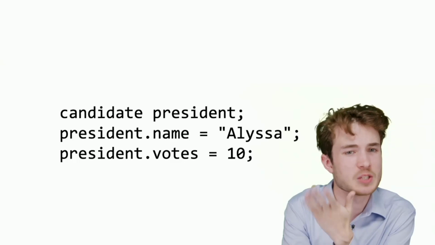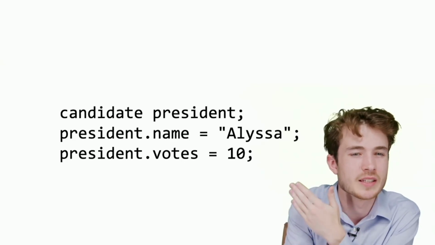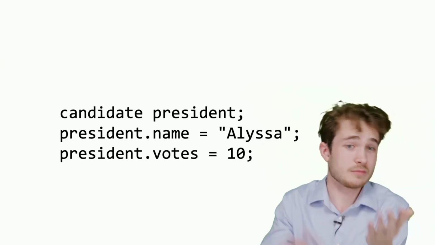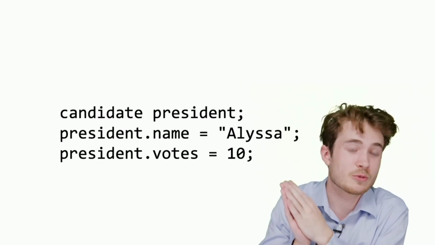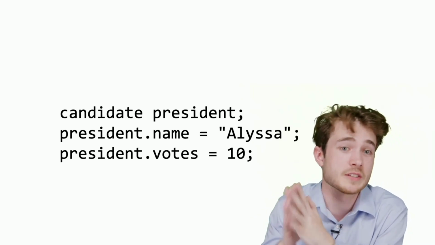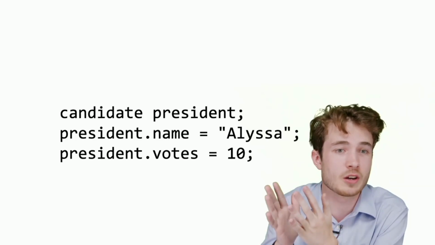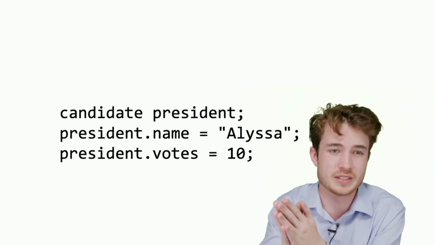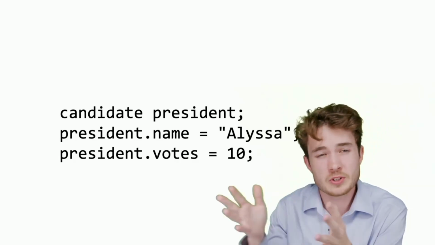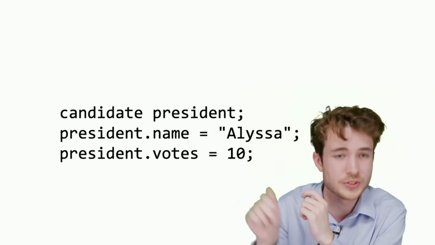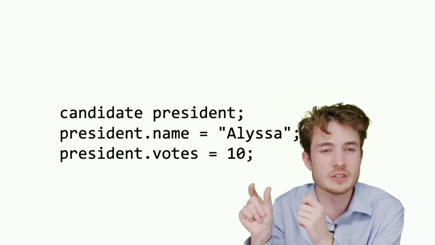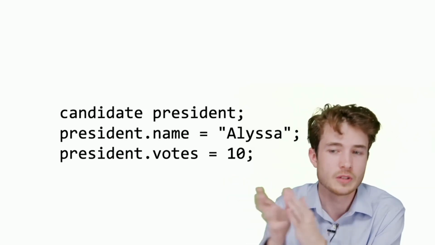A question about the dots. Why do we have these dots? president.name, president.votes. Simply speaking, long ago it was decided that we would have this dot syntax to reference the fields or the attributes of a struct. So president.name, president.votes. And as you get used to it, you'll probably see it's pretty handy just to type that little dot there to get access to that individual attribute of that struct.